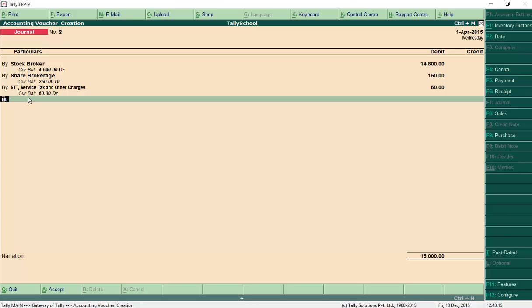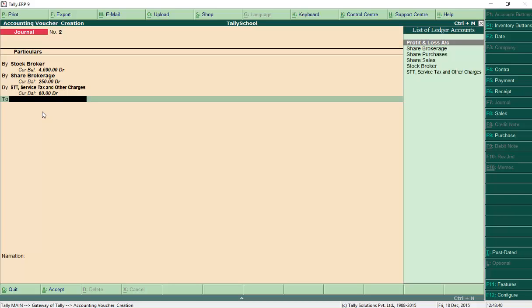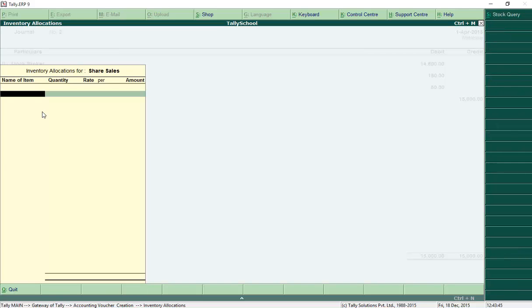Now "To", which is the stock which we have sold, so therefore we will select share sales account because we have sold it, so we'll credit it, because at the time of purchase we have debited that, and now when we are selling we'll credit that. There is a rule of accountancy, if you know. If you don't know, just don't worry, this is how Tally works. So to share sales account which we have created, and in there again we have set inventory allocations, yes.